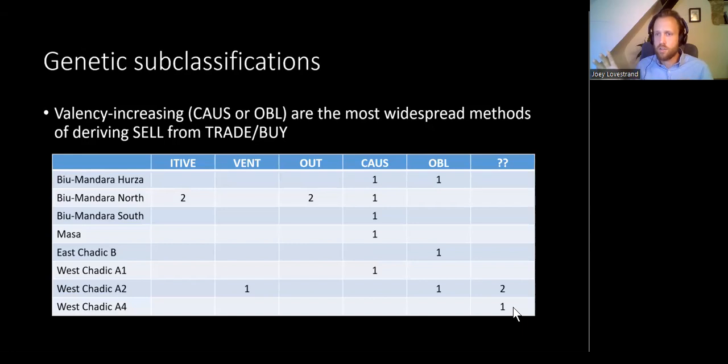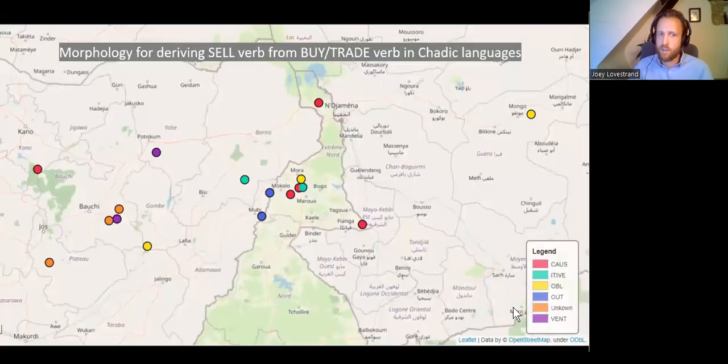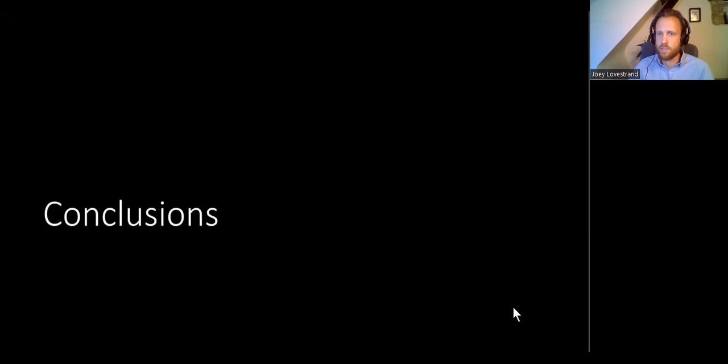If we do look across all of these different subgroups within Chadic languages, what we see is that the strategy that seems to be most widespread for coming up with a verb to express sell that's derived from a verb meaning trade or buy is some kind of valency increasing method. So that's the causative that occurs in all kinds of families, or the oblique. That seems to be the most widespread thing. We see that on the map as well. There are some other potential patterns in here, where the use of the ventive only occurs in West Chadic and the use of the itive only occurs in Central Chadic, but they only have 2 examples of each, so it's not a lot of data there for making generalizations.